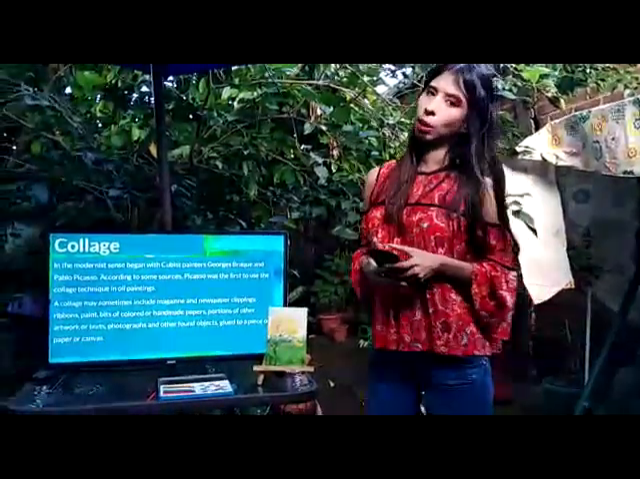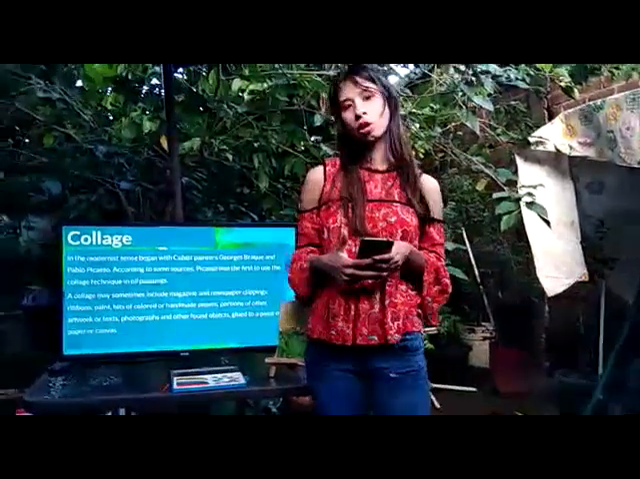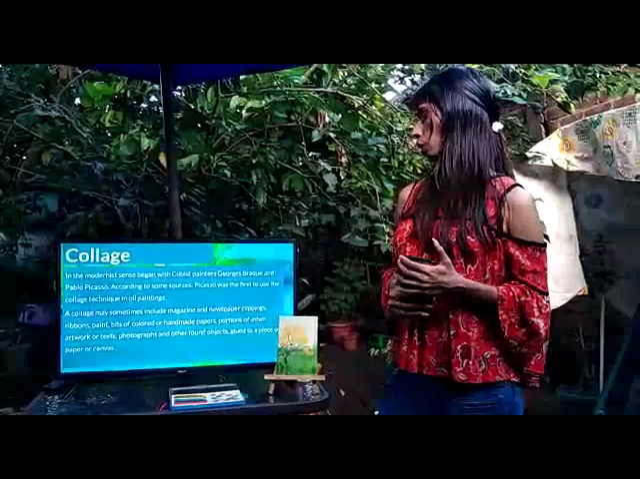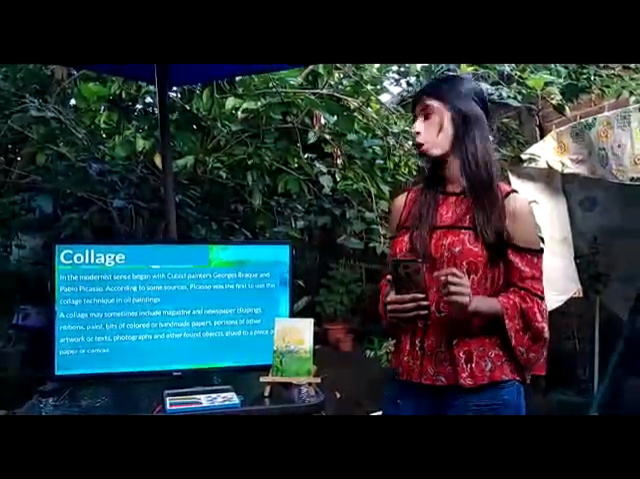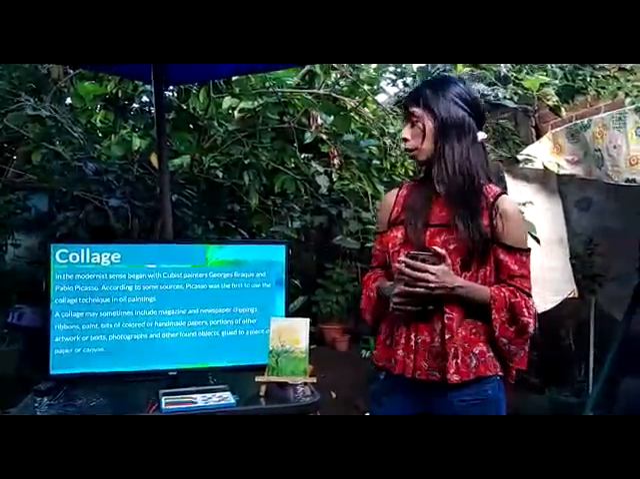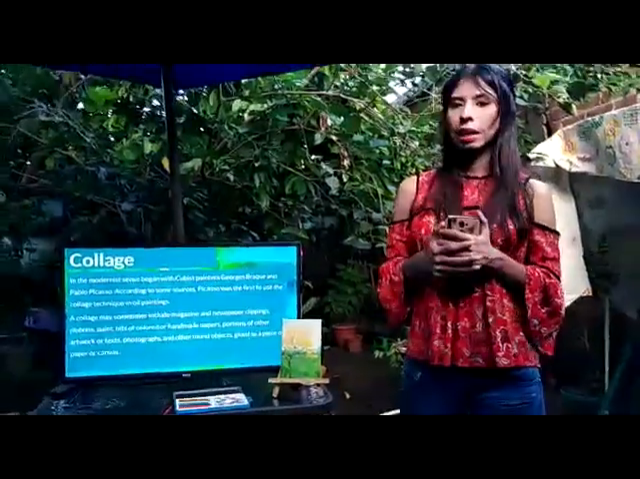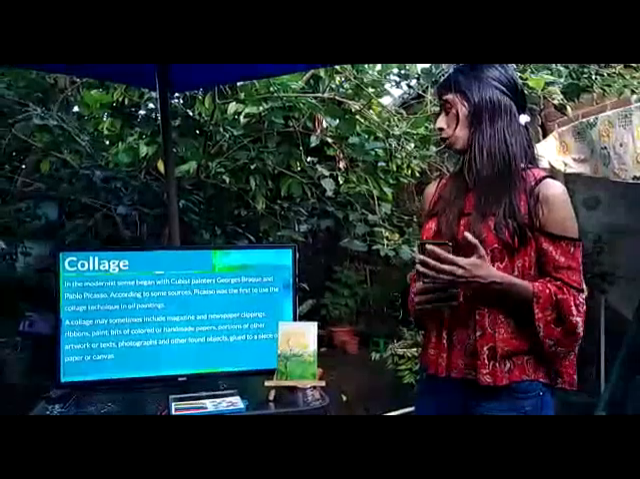The last technique that we're going to talk about is the collage. Collage, in the modernist sense, began with the cubists. The cubist painters, Georges Braque and Pablo Picasso. According to some sources, Picasso was the first to use the collage technique in oil painting. But what's exactly a collage?